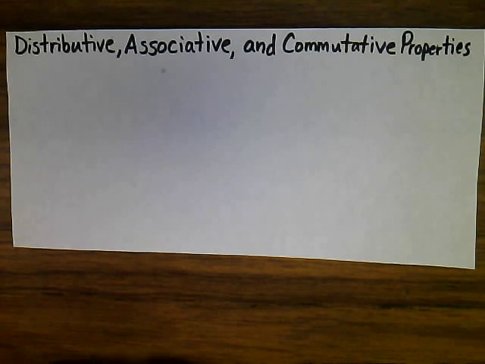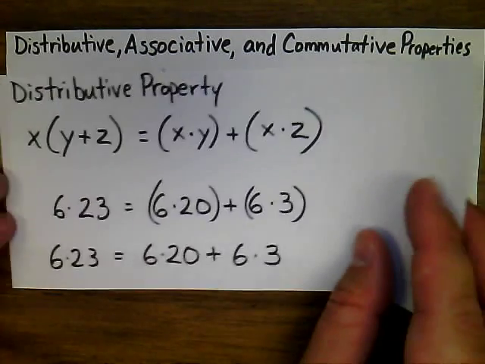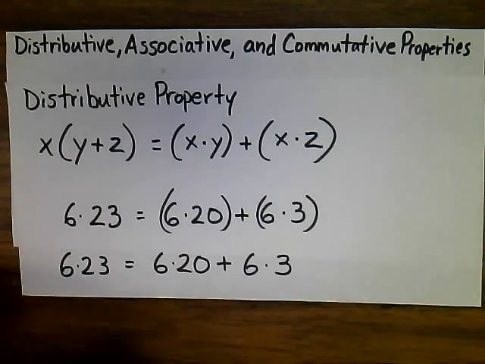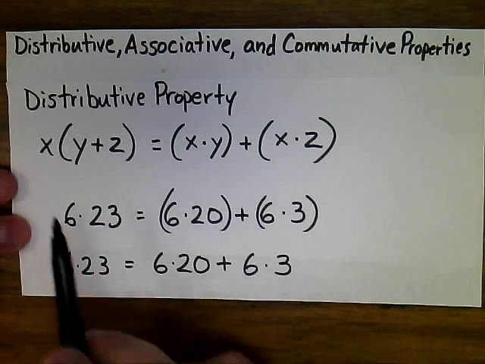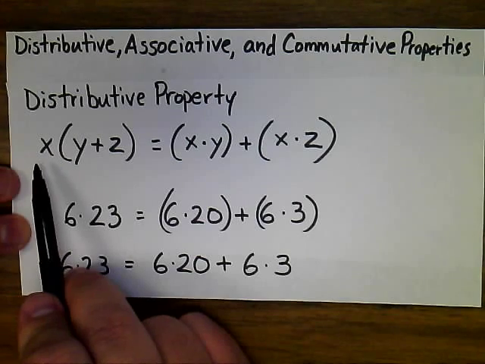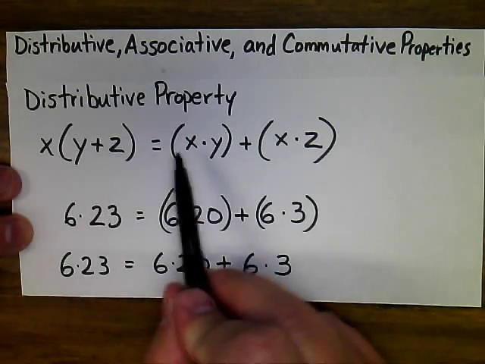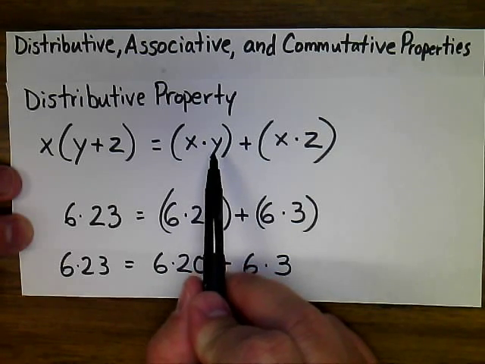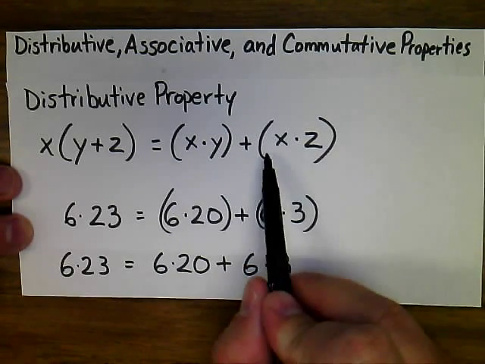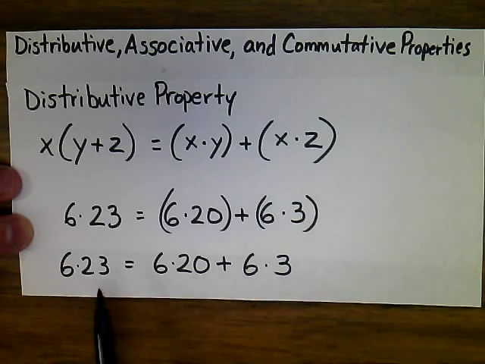Today's video is about the distributive, associative, and commutative properties. All of these properties will help you with your mental math. The distributive property, as demonstrated below, shows that multiplying a number, x, times the sum of y and z is the same as multiplying that same number, x, times y, and then adding that product to x times z.